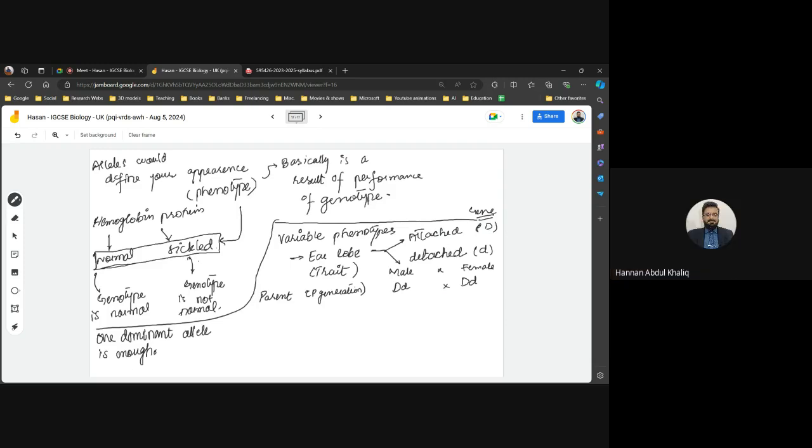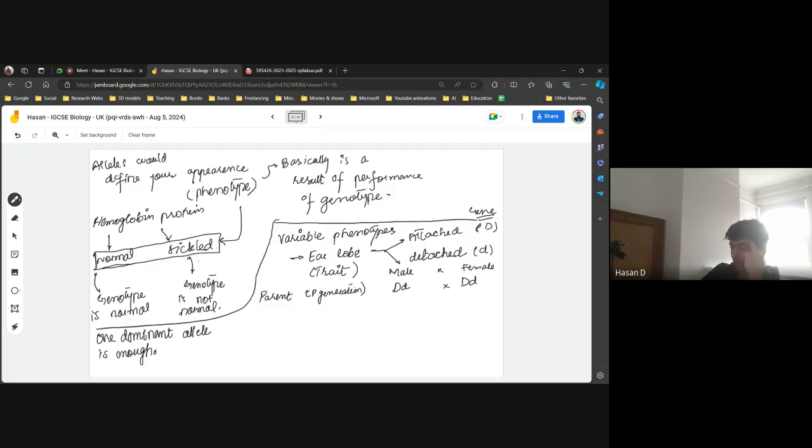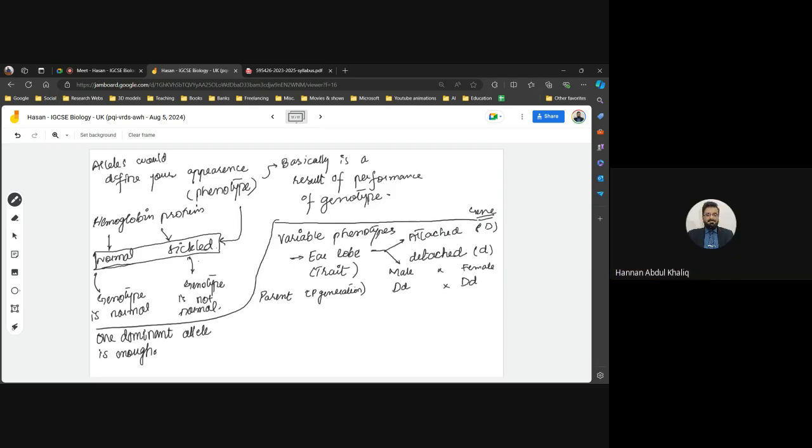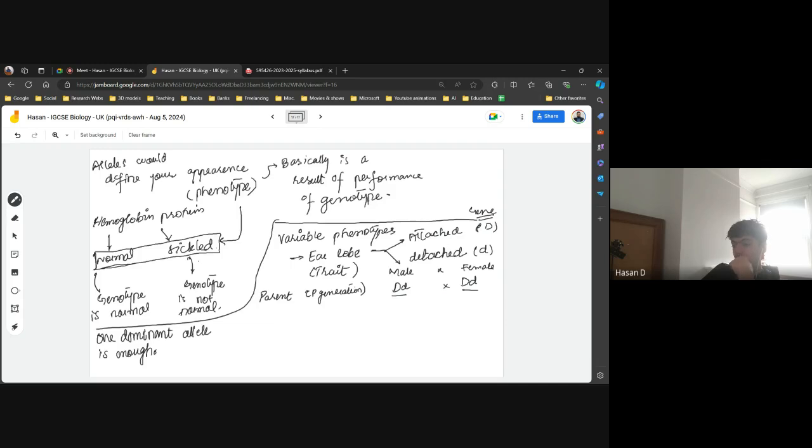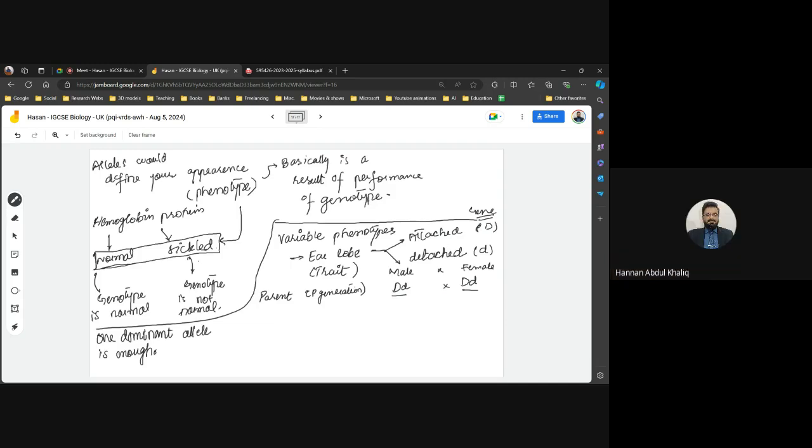Given the fact that one dominant allele is enough in the genotype. No, see, I'm saying what would be the phenotype? I'm right now not talking about the genotype. The genotype is heterozygous. So, what would be the phenotype?